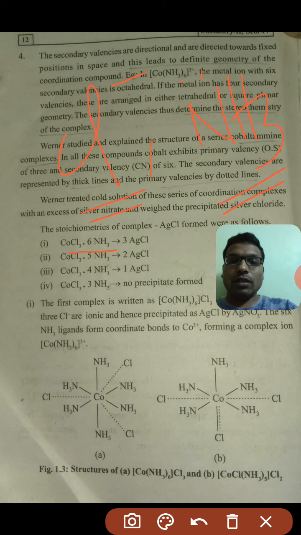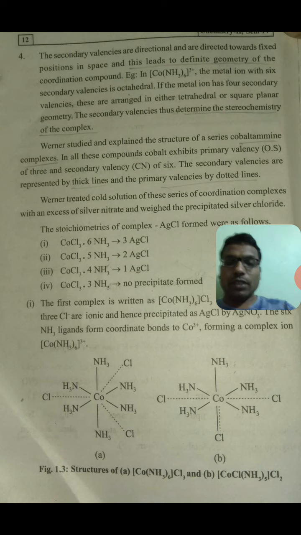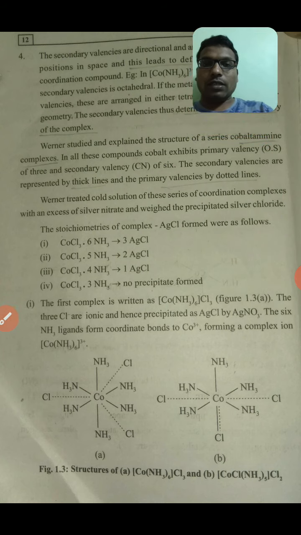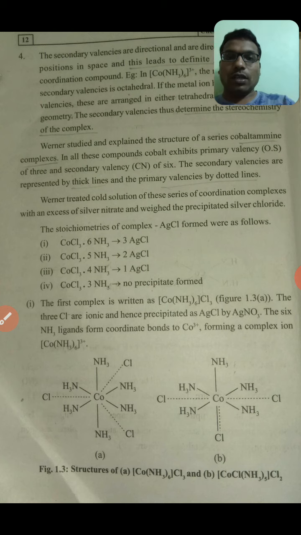We'll write the formula for coordination compounds, as represented in the given examples. So next we'll go for how to represent this one. First, we'll go for CoCl3·6NH3.